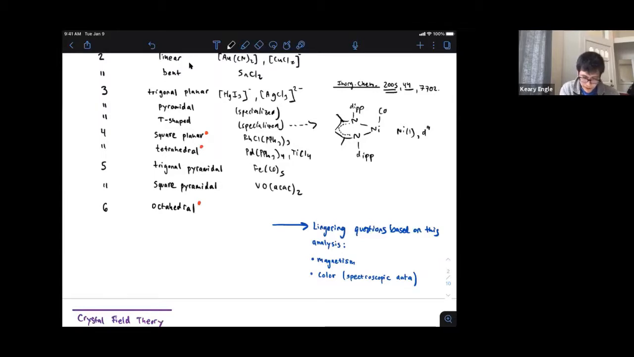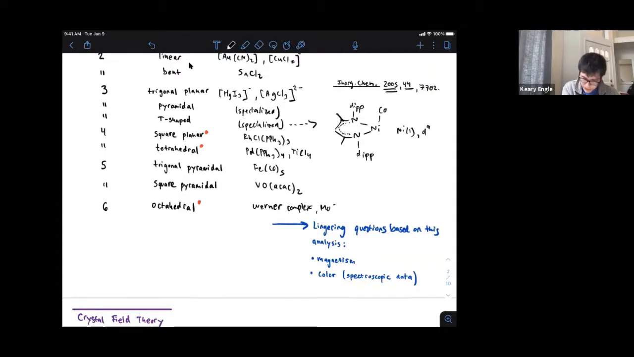So when we get to ligand substitution, you'll appreciate that if you lose a ligand from an octahedral complex, then you're in that square pyramidal territory. And then in terms of octahedral complexes, we've already encountered these with our discussion of Werner complexes, and there are many others: molybdenum hexacarbonyl, for example, tungsten hexacarbonyl, one that our lab has used, iron aqua complex, et cetera.